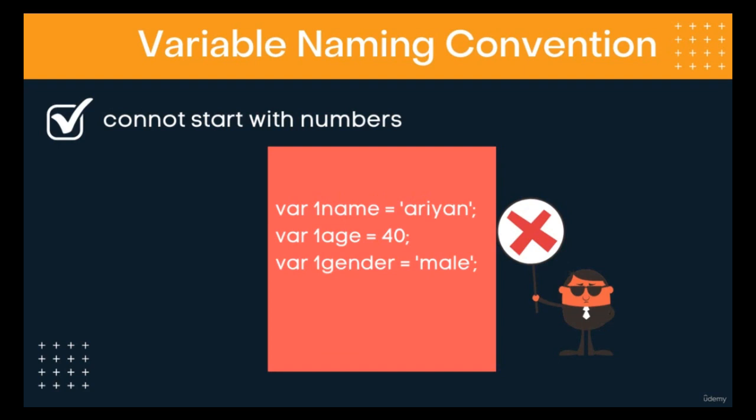And after that, a variable cannot start with numbers. You cannot start the variable with a number. Like var 1name, var 1age, var 1gender as male, you cannot use this type of variable name. I hope, friend, it's very clear to you. You cannot start the variable name with a number.